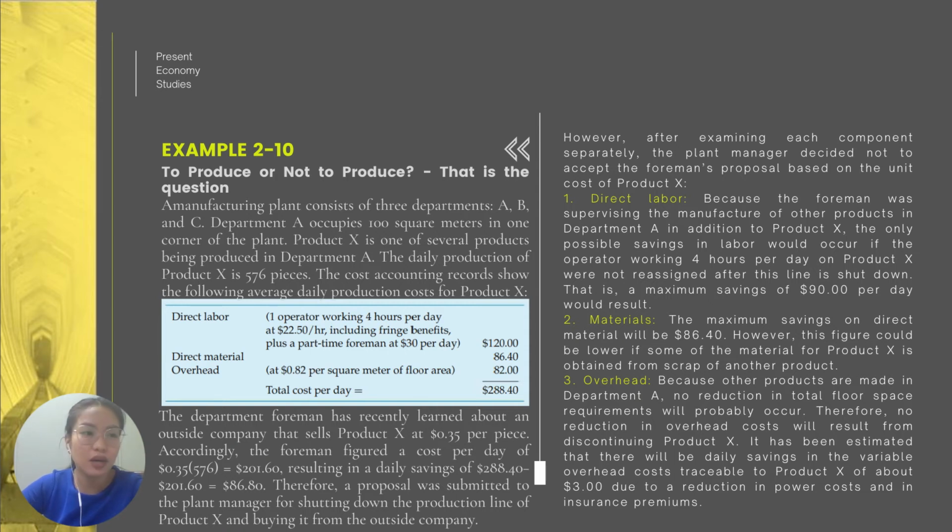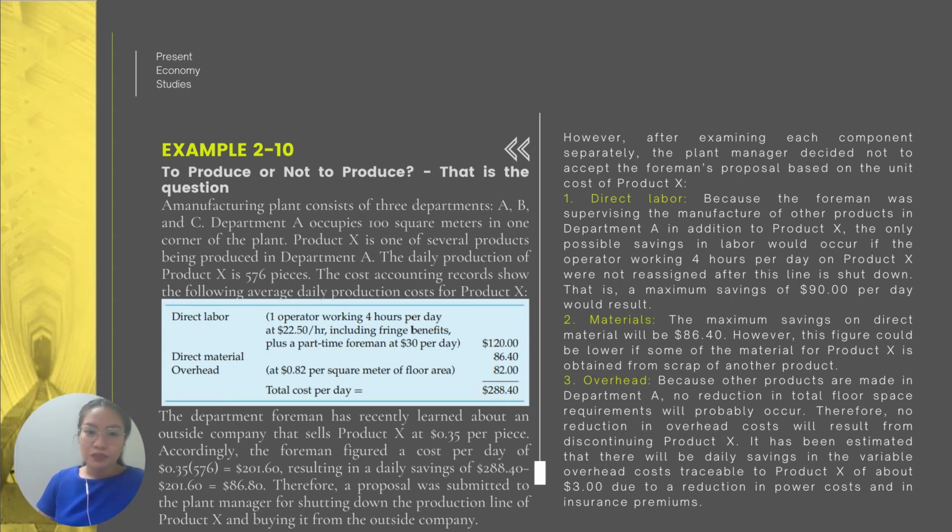Ang possible na factor na mag-occur siya. But anyway, I am sure that you have read your assignment. So let's proceed to an example. So the question is, to produce or not to produce? A manufacturing plant consists of 3 departments. Let's say A, B, and C.